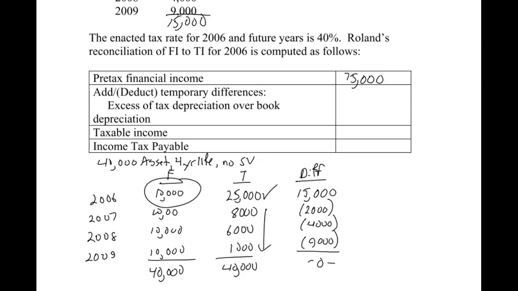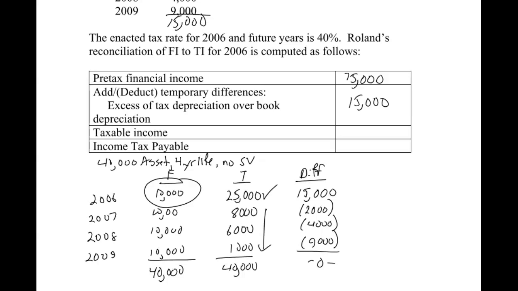However, I'm trying to get to taxable income, which has $25,000 of depreciation. So we have this difference of $15,000 here. The question is, do I add it or subtract it in the reconciliation? Well, let's walk through this.